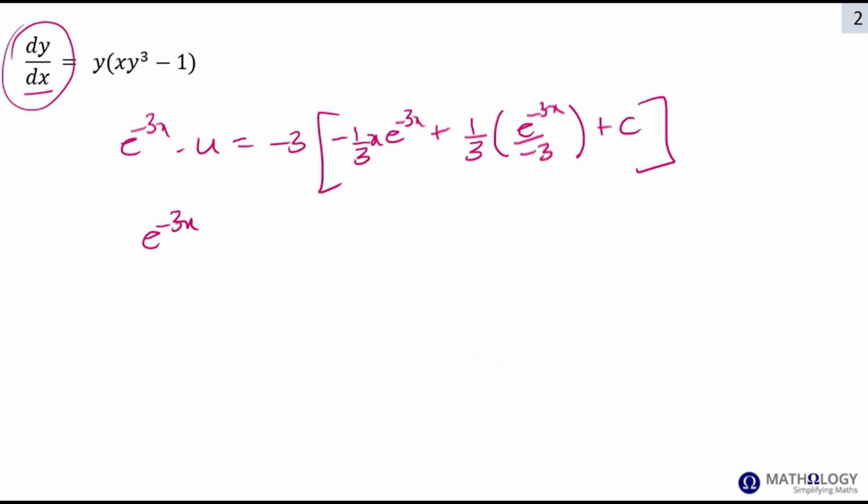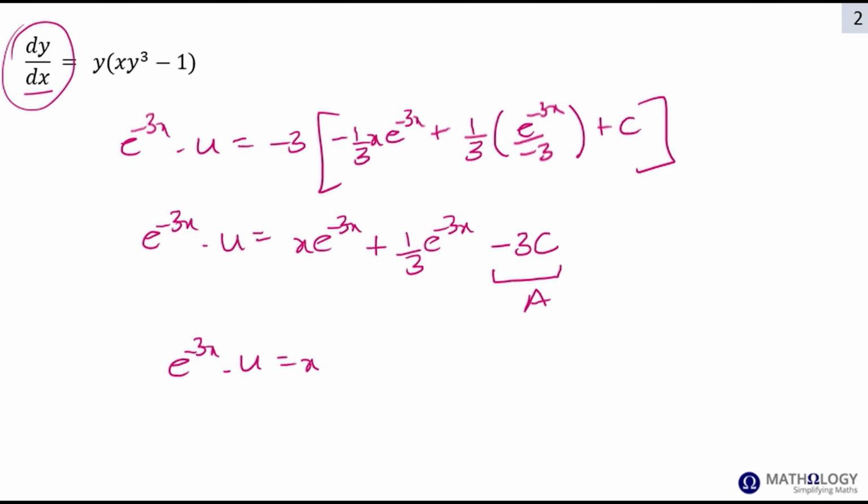So e to the minus 3x times u equals minus 3 times a third, which will just be 1, so it's x e to the minus 3x. We'll have minus 3 times minus a ninth, so we'll have plus a third e to the minus 3x, then minus 3 times c. We'll just write it for now as minus 3c. We can call this another constant, like a, just to clean it up. So we'll have e to the minus 3x times u equals x e to the minus 3x plus a third e to the minus 3x plus a.